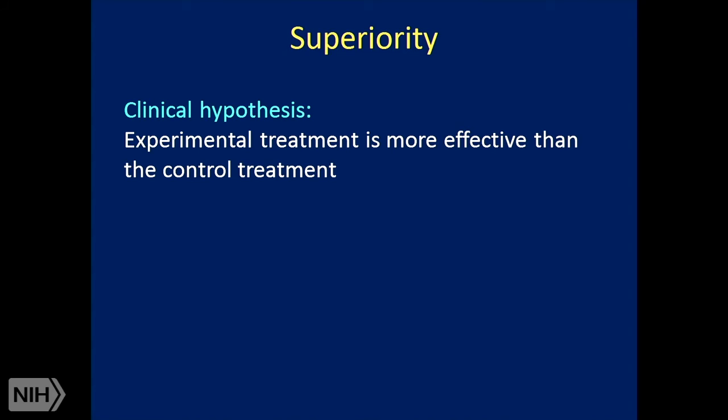So let's start with superiority. The clinical hypothesis is that the experimental treatment is more effective than the control treatment. So you have a medication and you want to show that it's better than placebo. You do a superiority trial. Or you want to show it's better than treatment as usual. Or you want to show that a medication is more efficacious or effective than psychosocial therapy. You do a superiority trial.